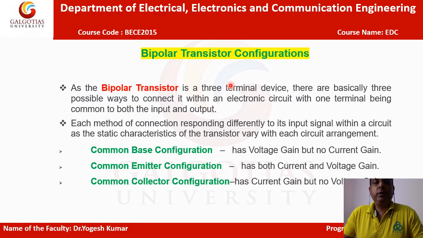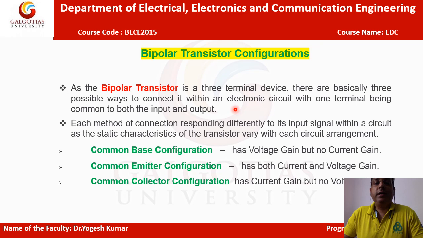Myself Dr. Yogesh. After giving the idea about the construction of a bipolar transistor, now giving the idea about the configurations. As we know, the transistor is a three-terminal device: emitter, base, and collector. There are basically three possible ways to connect it in an electronic circuit, with one terminal being common to both input and output.